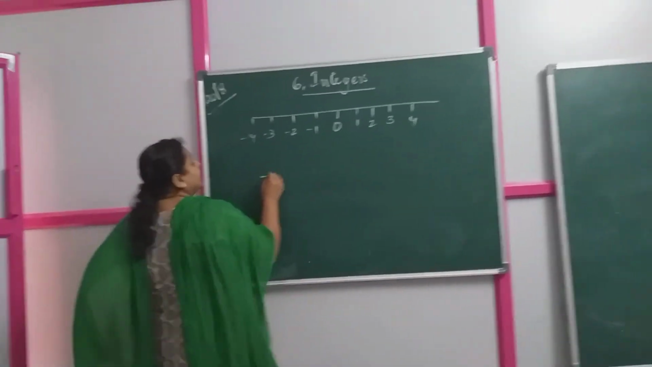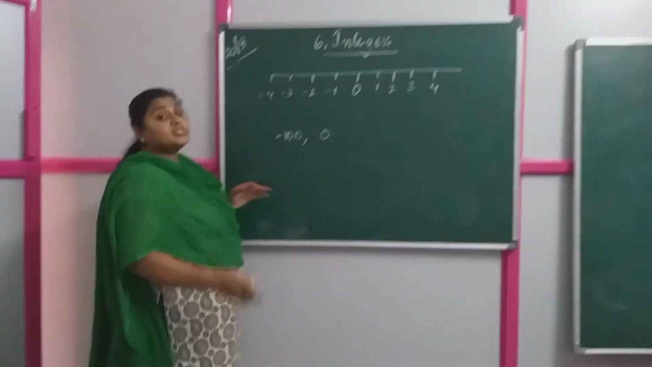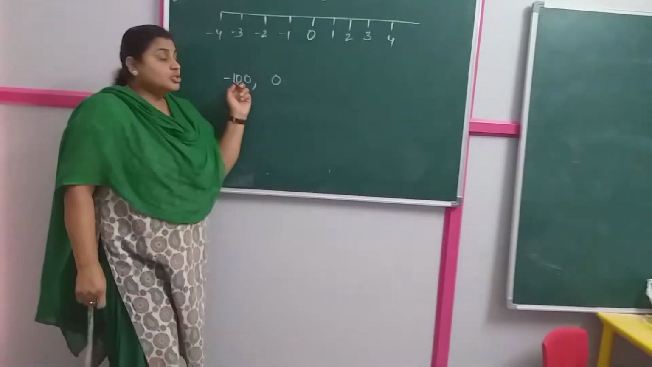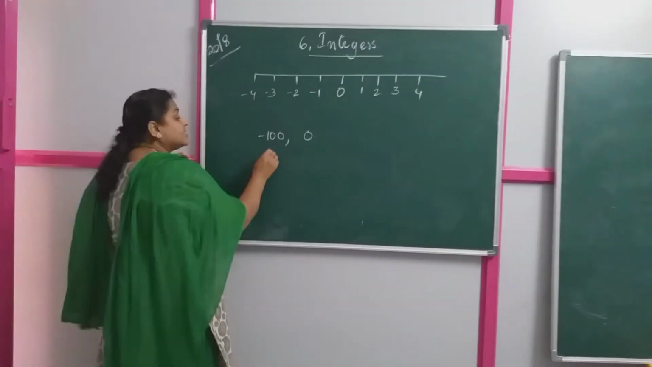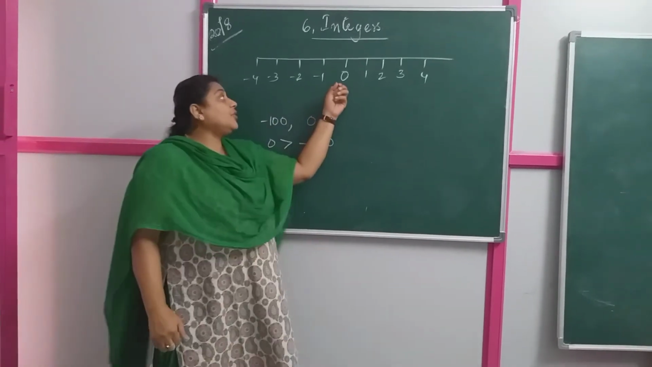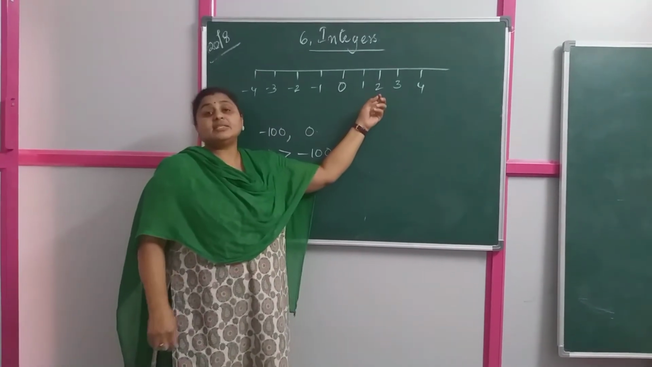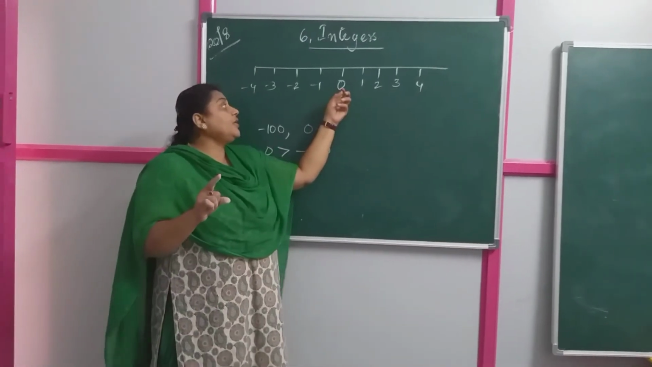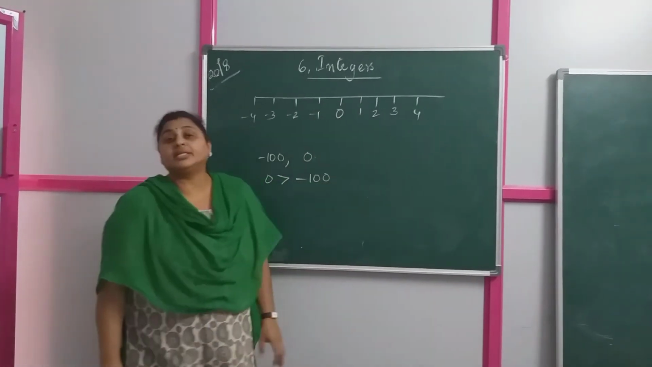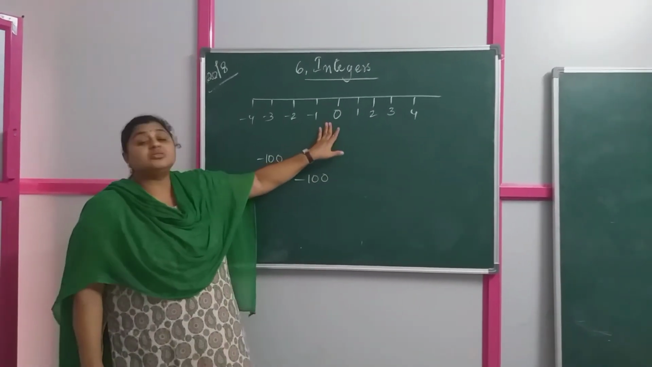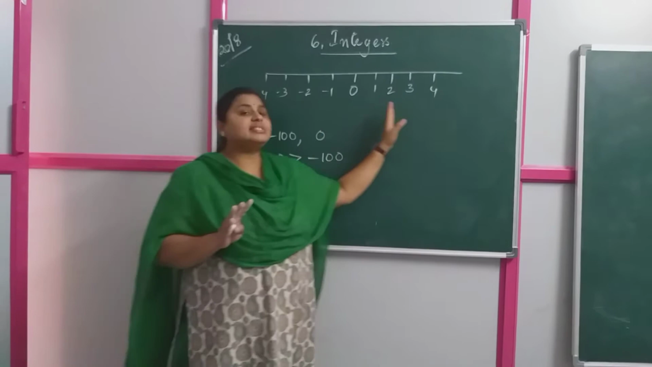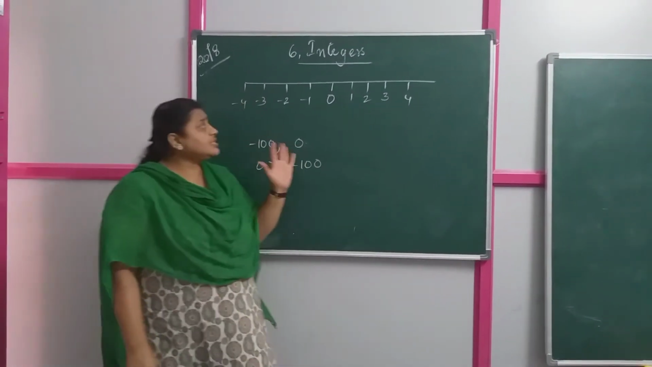Suppose I have -100 and 0. Generally you say 100 is greater. No. But here, what do I have with the 100? Minus. So since it is -100, I'll say 0 is greater than -100. Since 0 is separating the negative and positive integers, just remember, children, 0 is greater than the negative integers and 0 is less than the positive integers. It is neither positive nor negative, but it is greater than the negative integers and less than the positive integers. So this is about your integers.